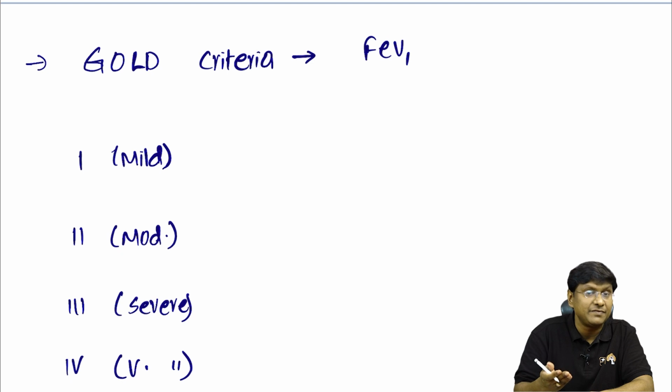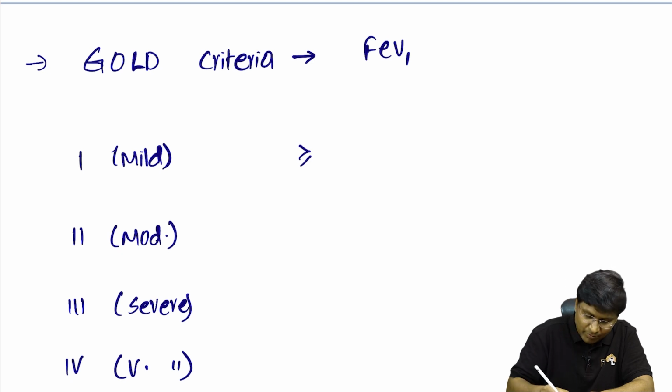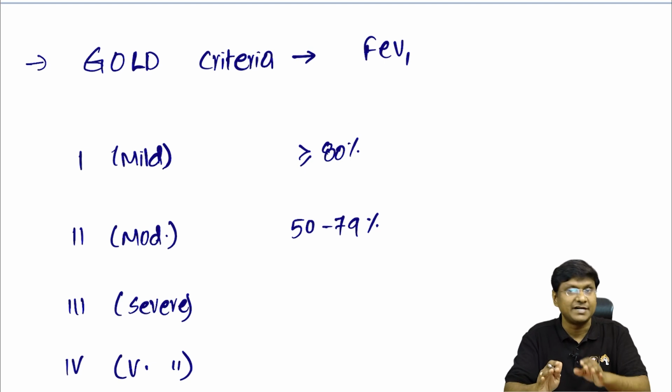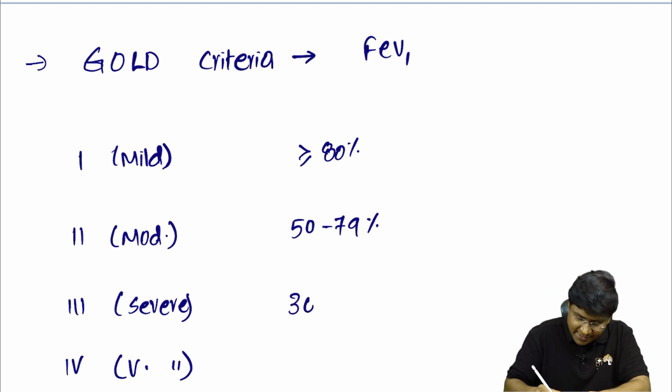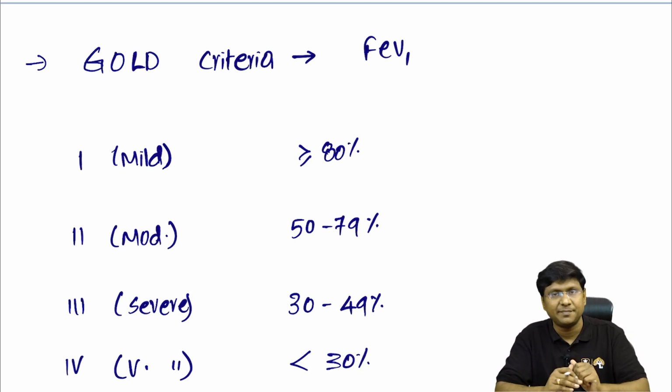The FEV1 value in case of mild will be more than or equal to 80% of the predicted value. Whereas in stage 2 it is 50 to 79% of the predicted value, in severe it is 30 to 49% of the predicted value, and in very severe it is less than 30% of the predicted value.